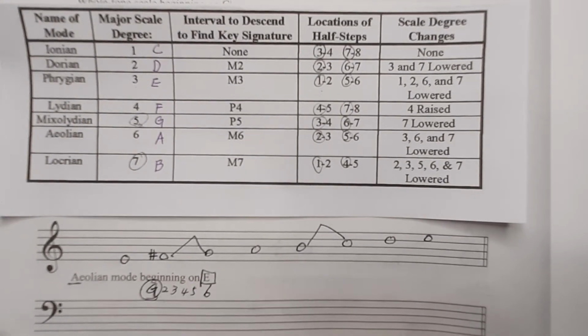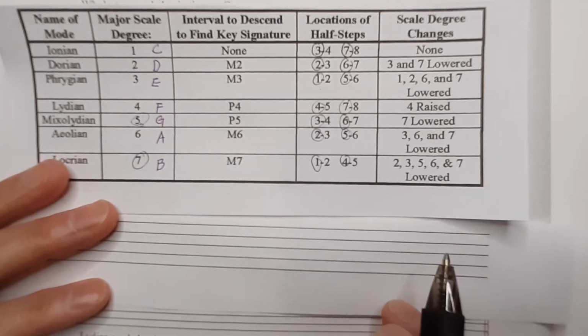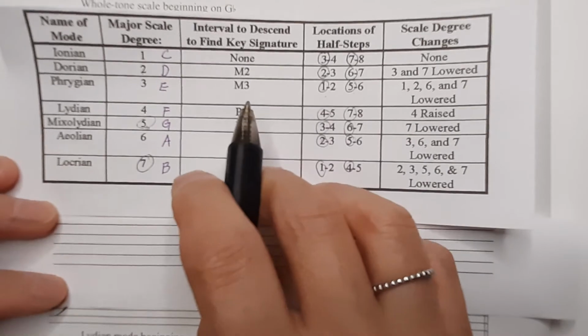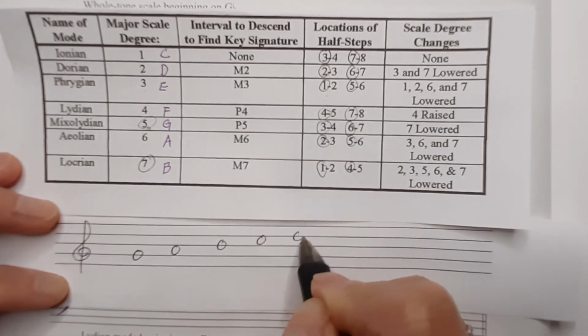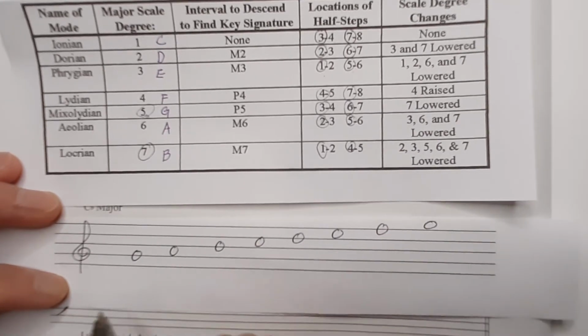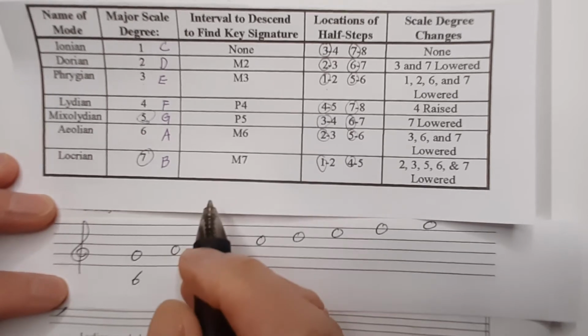How about we do Aeolian mode beginning on G? Let's try that on G. So you're going to draw the notes from G to G: G, A, B, C, D, E, F, G. Now, Aeolian mode is what? The 6th degree, right? It's the 6th scale degree.